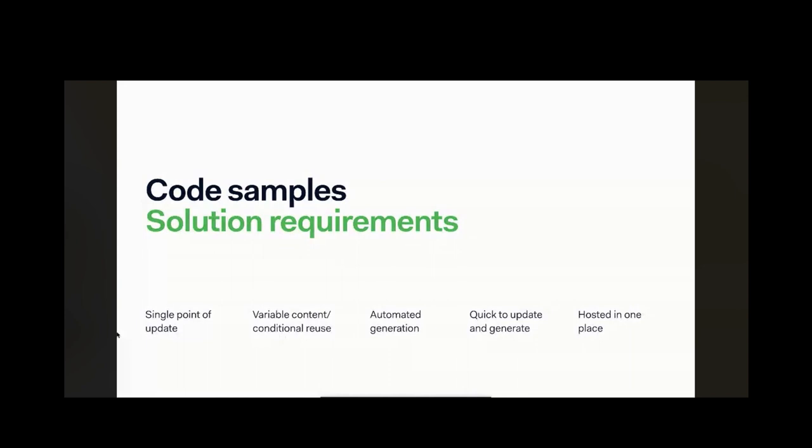The ability to include variables within the samples that are defined on the page, the ability to generate these automatically from Jenkins, a quick process for changing and generating new code samples, and to be able to host the final code samples in one place, i.e. for reuse in our docs.